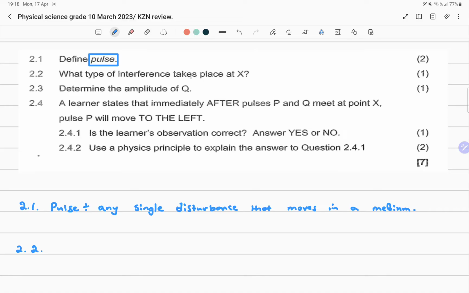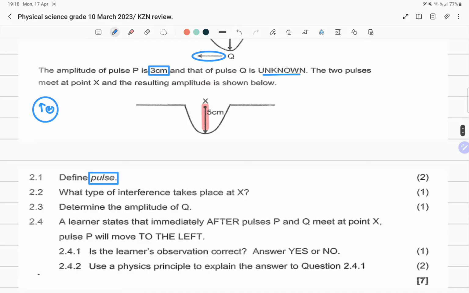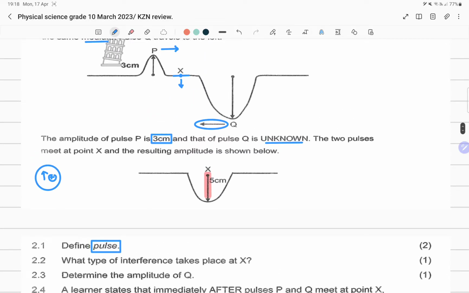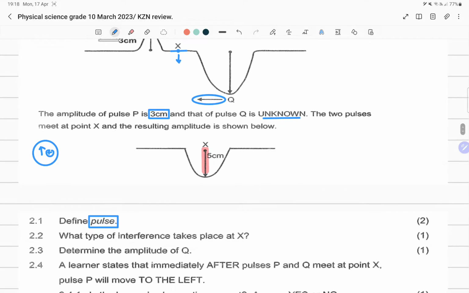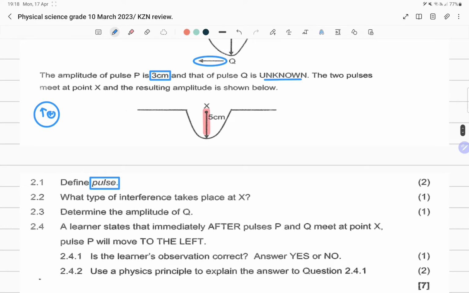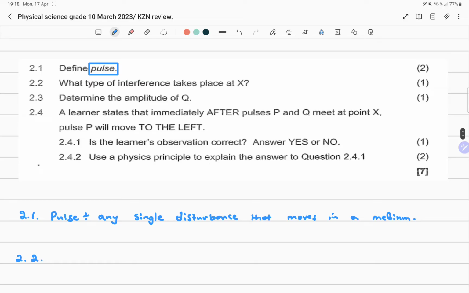So what type of interference takes place at X? Remember, this did not result in these two adding up nicely into a positive value. You can see that whatever this is and that, remember that was positive and negative, so these ones destroy each other, or they cancel each other to some extent. So this is what we call interference, isn't it? When two waves are traveling in opposite directions and they meet at a particular point, there's what we call interference.